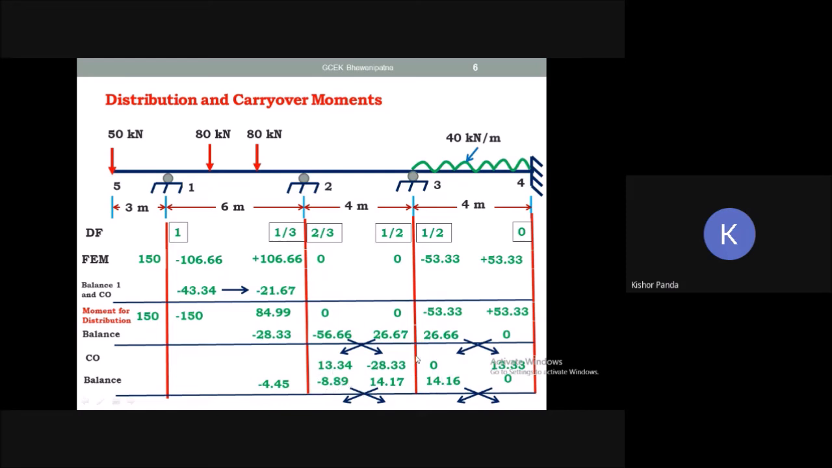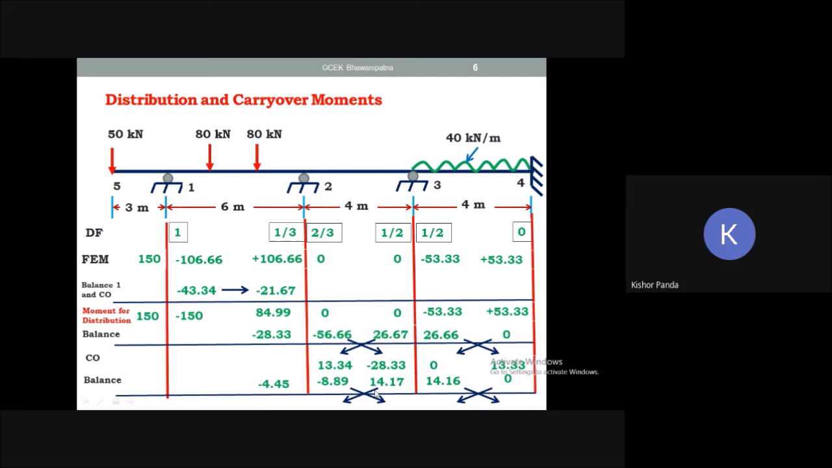Similarly here, what is the net moment? Minus 28.33, this side 0. So this is the net moment, and you have to multiply with 1 by 2, and you have to put in opposite sign. And here this is 0 into 0, this is 0. This is 13.33 into 0. So you have to put here 0. So this is the balance.